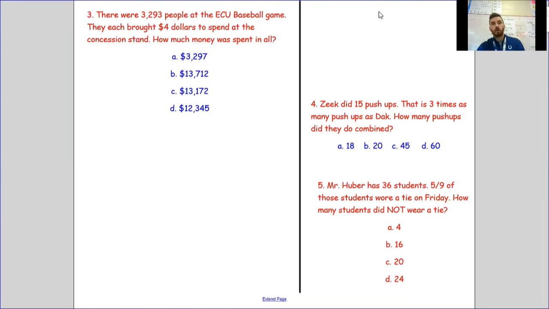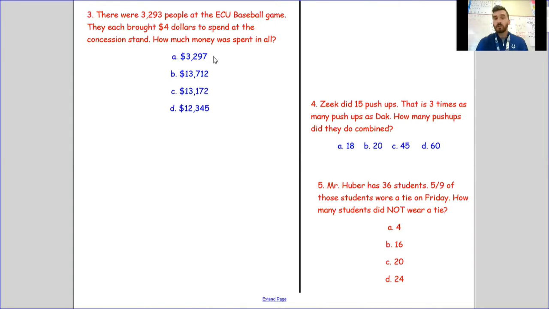A lot of people saw the words in all. They took 3,293, they added 4, and they chose A. Okay? But logically, guys, if you've got 3,000 plus people and that person spent 4, that person spent 4, that person spent 4, it's going to be a lot more than just those $3,000.